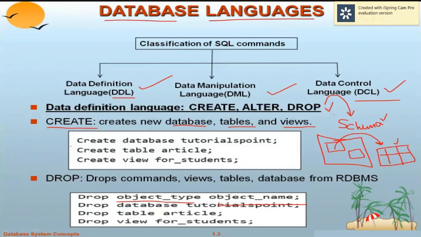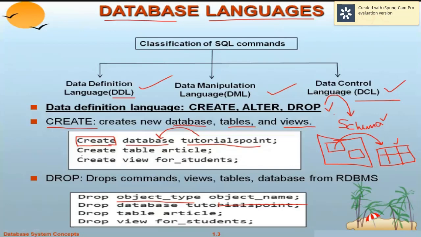So in the create command, you have to mention which type of object you're creating, whether you're creating a database or a table or a view, followed by the object name, what name you want to give that particular object. So just look into the queries over here. Write the command create followed by database. The database is the object over here and tutorials point is the name of the database you are giving for this particular object.